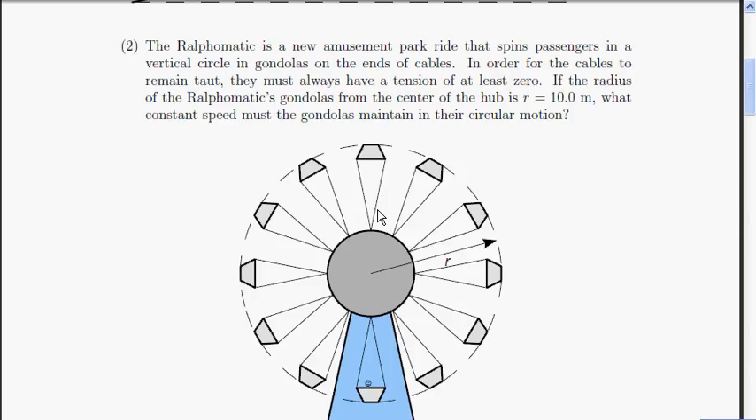Okay, problem two. The Ralph-O-Matic, which is this new amusement park ride I've got that basically spins people in a circle. I had some questions about why it's called the Ralph-O-Matic.